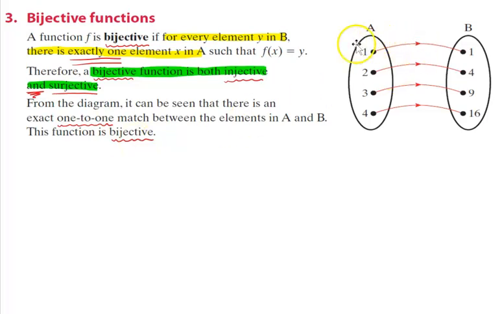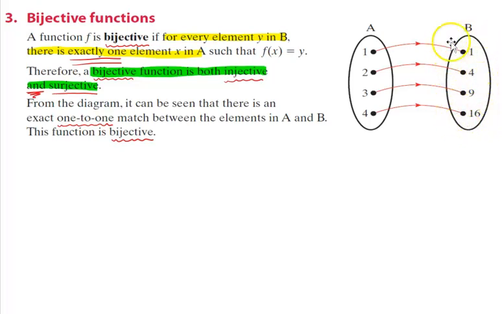So we can see we have 4 elements in A: 1, 2, 3, and 4. And we also have 4 elements in B: 1, 4, 9, and 16. So 1 maps to 1, 2 maps to 4, 3 maps to 9, 4 maps to 16. So every element in A maps to one and only one element in B. So therefore it's injective.